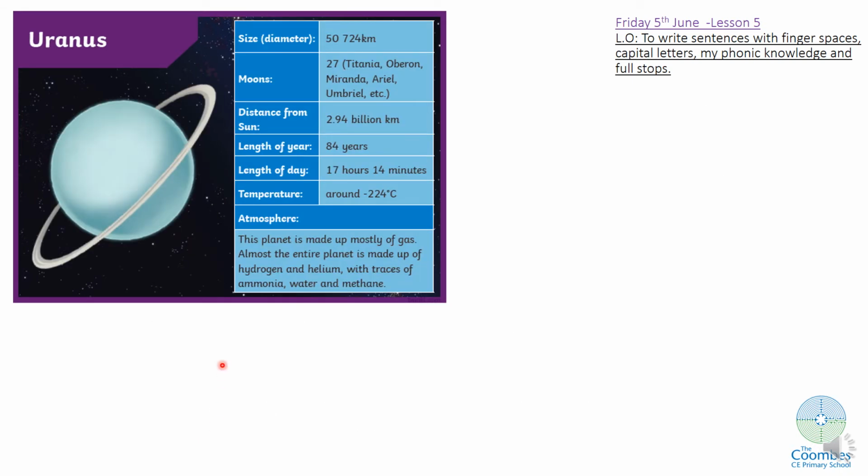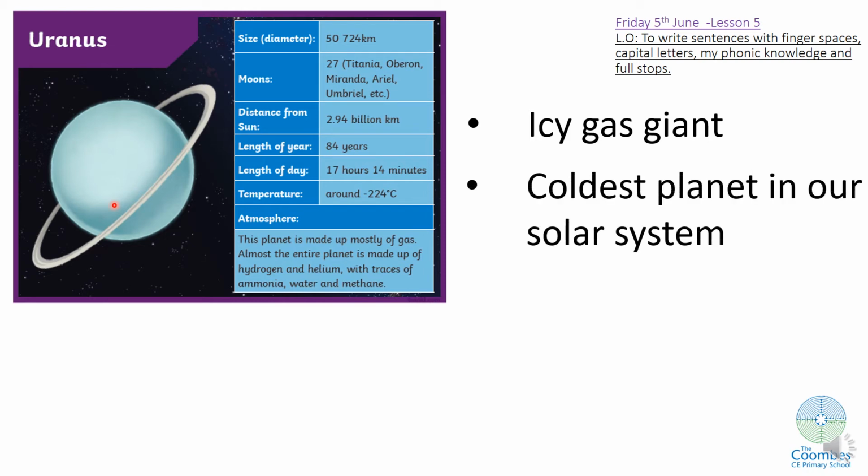So now we are on to the 7th planet away from the Sun, and this is called Uranus. So Uranus is an icy gas giant. So unlike Jupiter and Saturn, it's made up of gas, but it's also made up of ice. So it's very, very cold there, and there's lots of ice. Uranus is actually the coldest planet in our solar system.